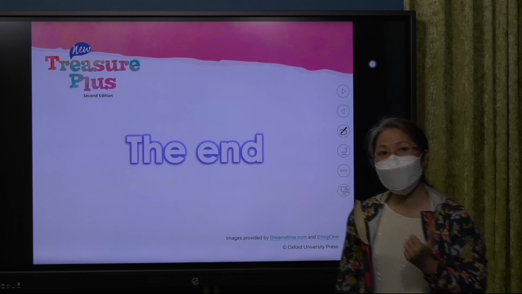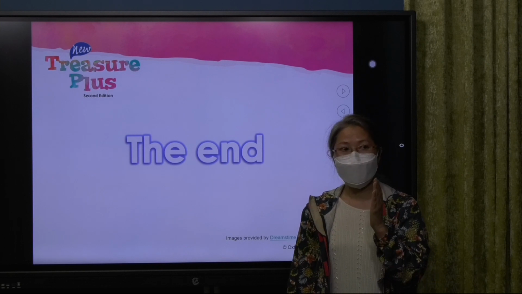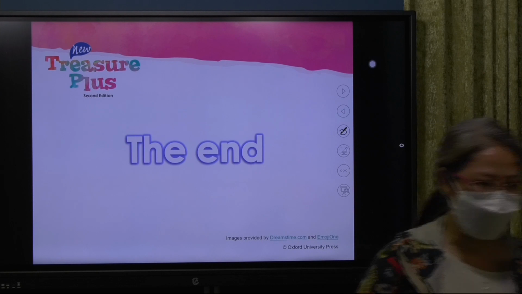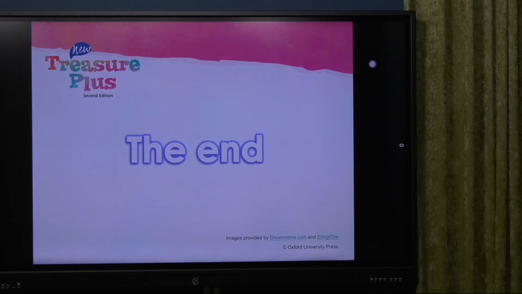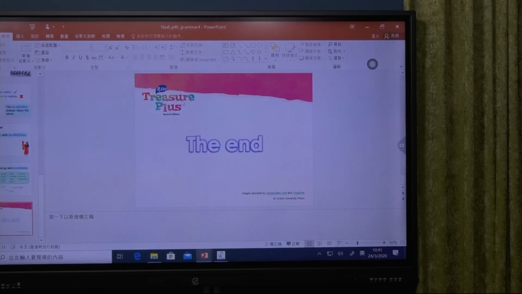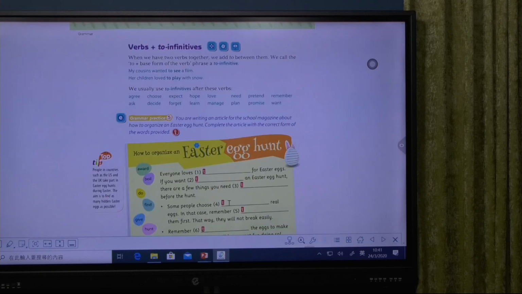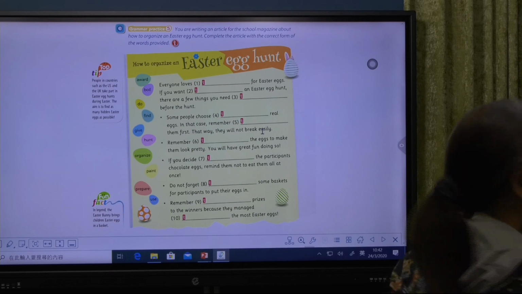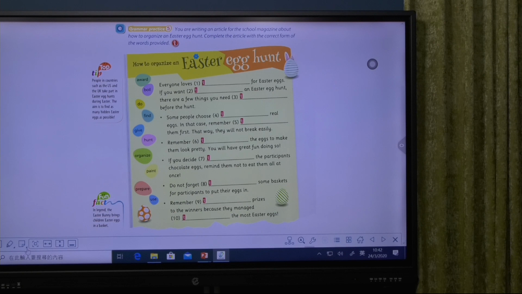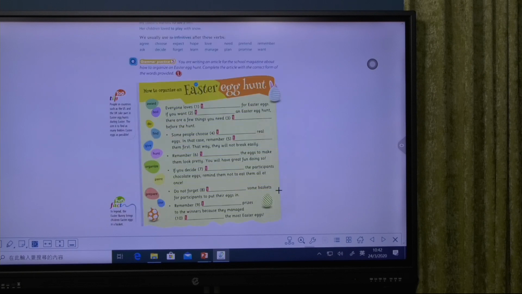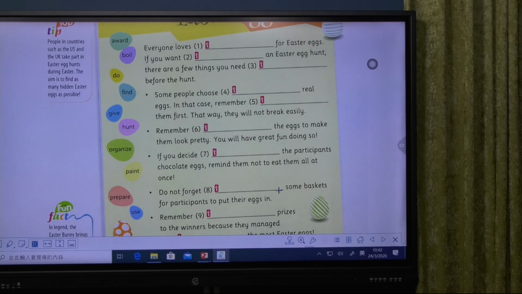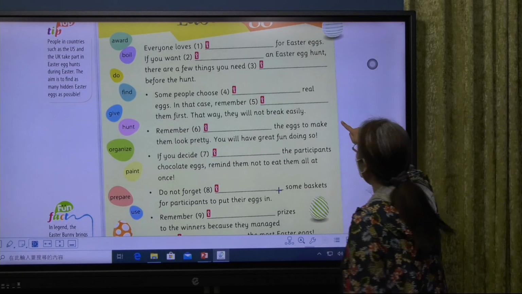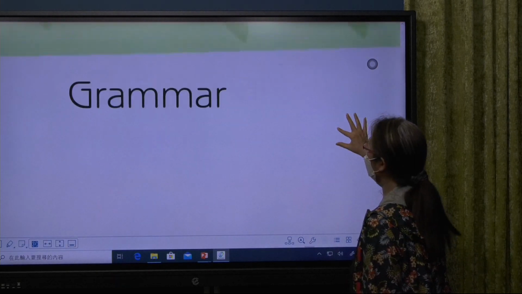Okay, and then everybody, I'd like you to check the answers of this exercise on page 46 now. Okay, this exercise. Okay, can you see it clearly now? Okay, you are asked to finish this exercise at home. Let's see if you know how to do it.